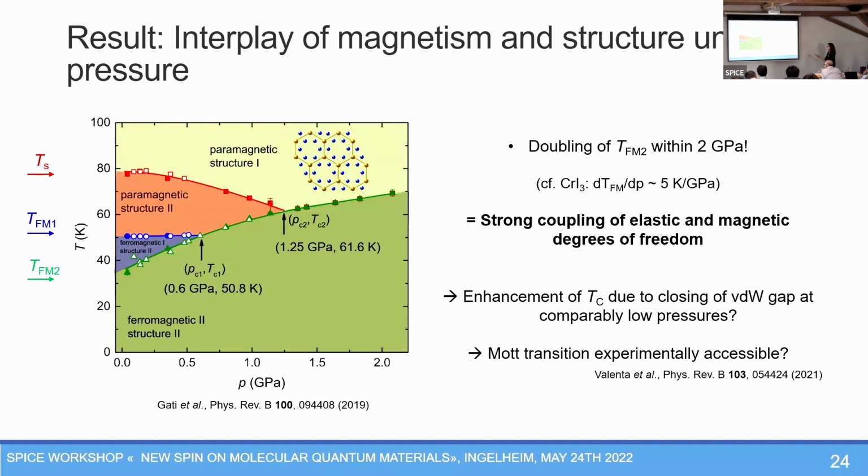Now, in later works, actually motivated by our work, DFT calculations suggested that this enhancement is mostly because of a closing of the van der Waals gap at comparably low pressure, so mostly because of an increase of interlayer interactions. But this might bring up the interesting possibility to check experimentally if a Mott transition in this compound is experimentally accessible. And again, it would be a Mott transition where we know that there is a strong coupling between the charge and spin degrees of freedom and the crystal lattice.